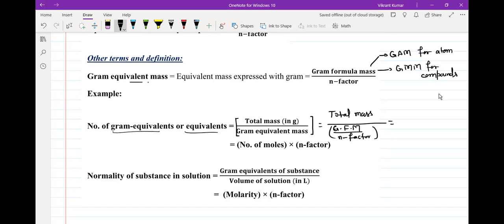तो दैट बिकम्स टोटल मास अपॉन ग्राम फॉर्मूला मास into n factor, and total mass upon gram formula mass was number of moles na? Is it okay? And that's why it becomes equal to simply, देखो finally बाद में यही यूज करने वाले हैं, number of moles into n factor will give you number of gram equivalents. Simple. Any doubt? Anyone having any doubt?